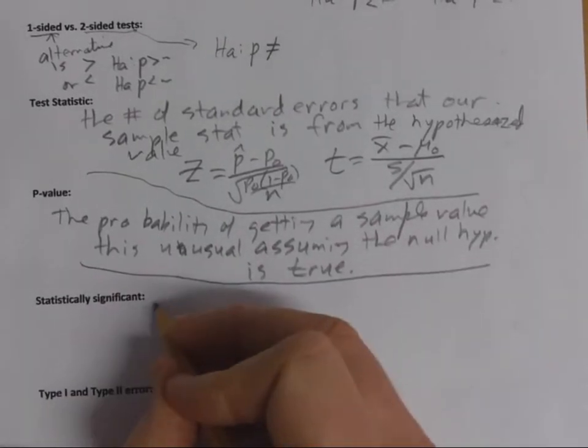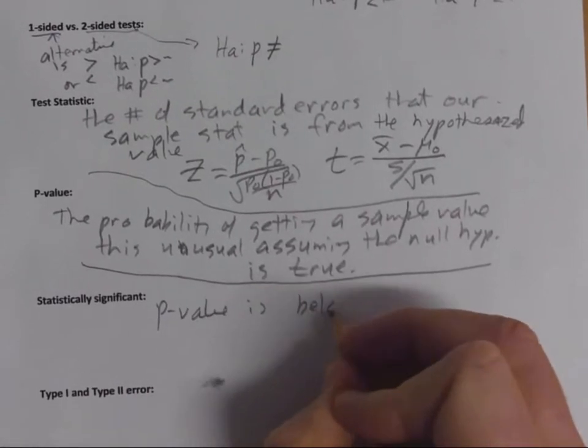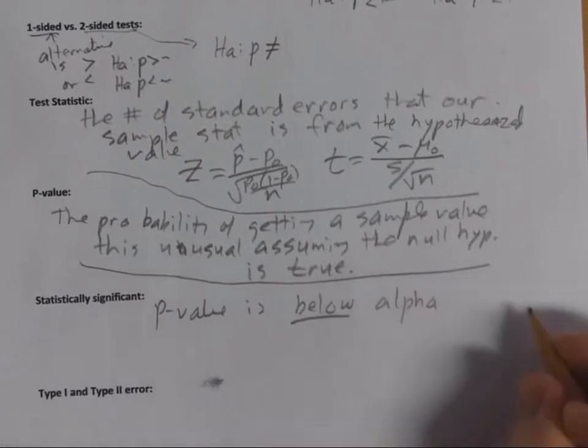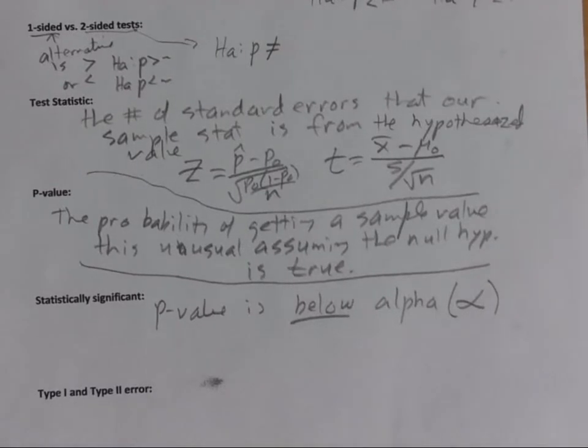Statistically significant means this: your p-value is below your alpha value. Statistically significant just means there's such a big difference that it's unlikely to happen by chance or just by sampling variability. So there we go.